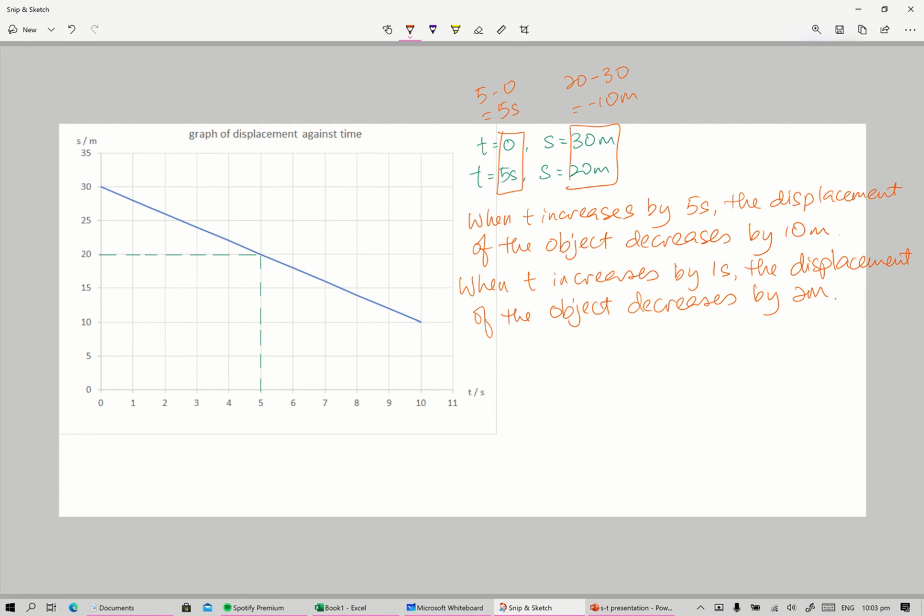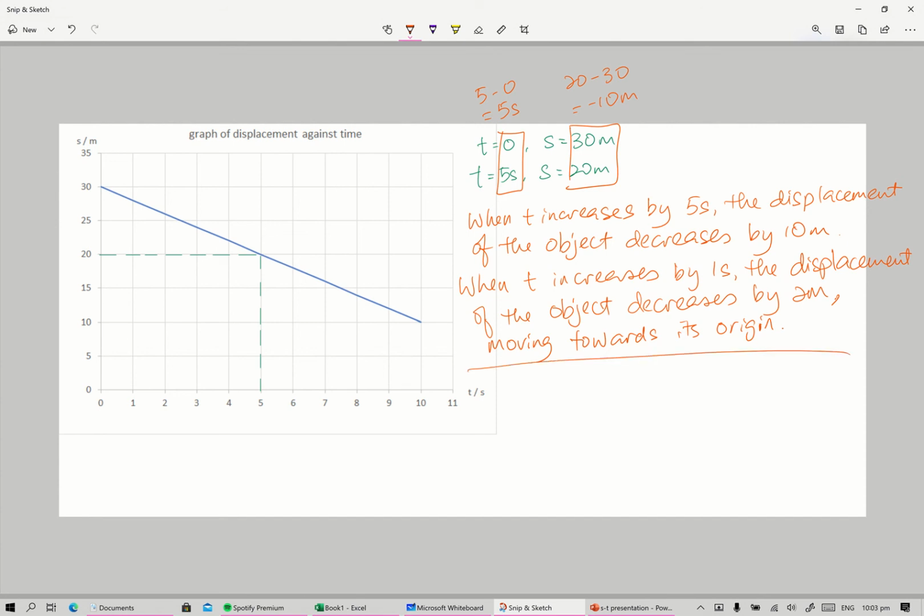Okay? So, we learned that displacement refers to distance covered in a specific direction. Alright? So when the displacement decreases, it merely means that it's moving closer and closer towards its origin. Right? So you see it decreases by 2 meters, moving towards its origin. Okay, moving towards the origin, right?